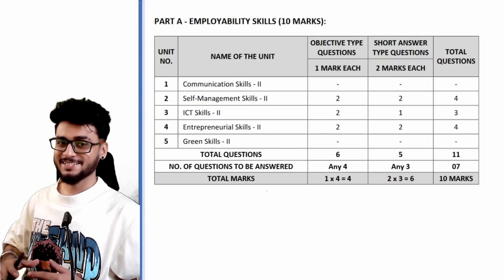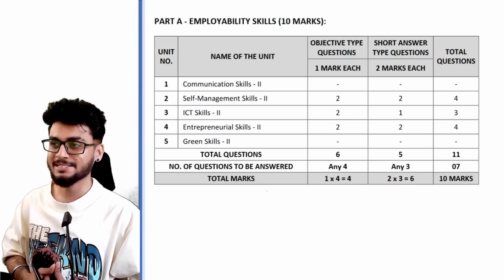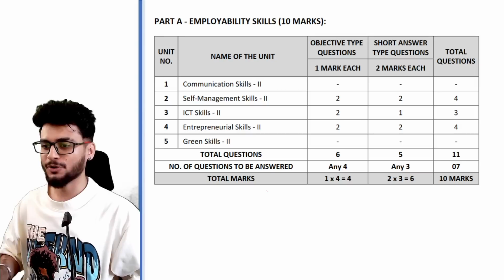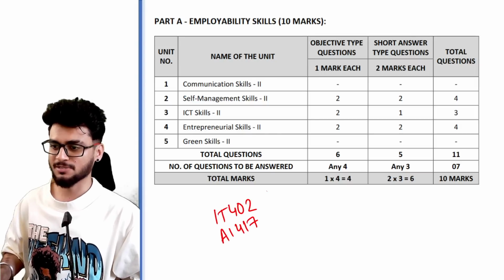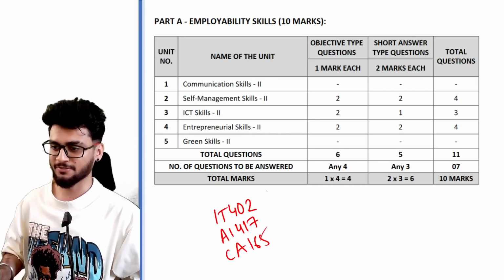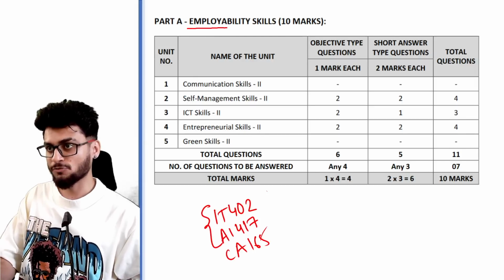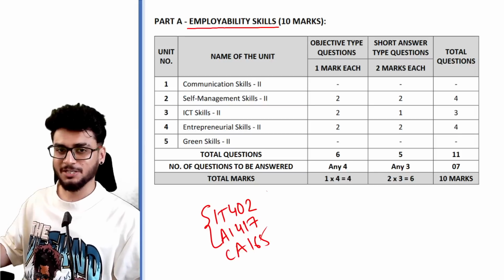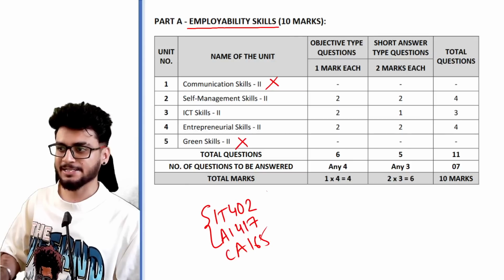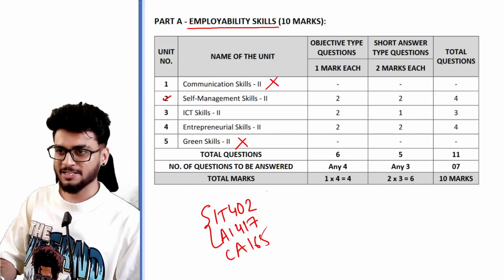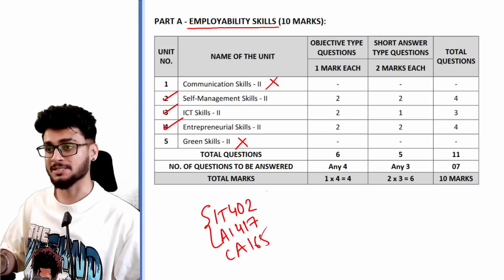Hey everyone, so let's just quickly jump into the part where we start looking at your Part A employability skills. I know you have started preparing for your IT 402 exams, your AI 417 exams, and your Computer Applications 165 exams. So for these two, आपका जो employability skills है वो valid है. So let's look at the chapters which are going to come in your exam. सबसे पहले तो communication skills and green skills are not gonna come. Self management skills, ICT skills, and entrepreneurial skills are there in your syllabus.